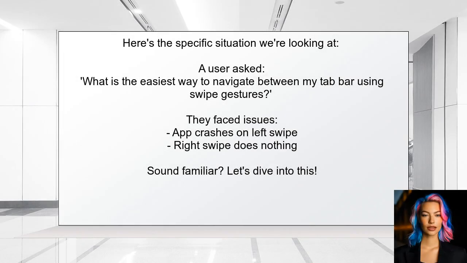Here's the specific situation we're looking at. A user asked, "What is the easiest way to navigate between my tab bar using swipe gestures?" They mentioned trying to implement it but faced issues, especially with the app crashing when swiping left. Sound familiar? Let's dive into this together.